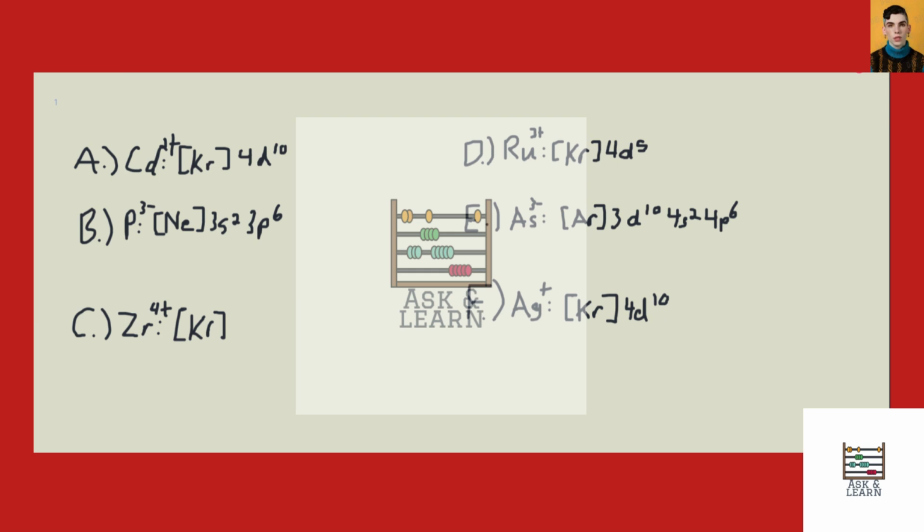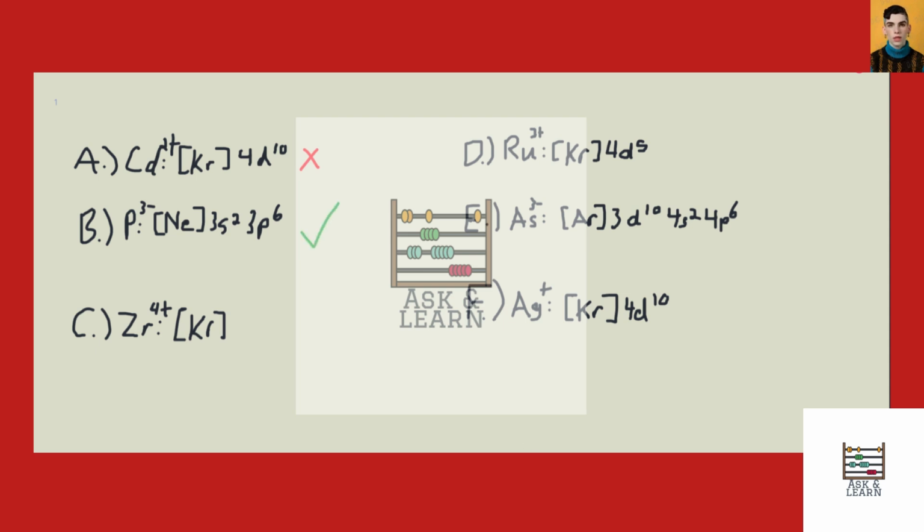Now let's determine which ones have noble gas configurations. So which ones have filled valence shells? We don't have any electrons in our s or p shells, so this is not a noble gas configuration. For phosphorus 3 minus, we have 2 electrons in our s and 6 in our p. That is a noble gas configuration.